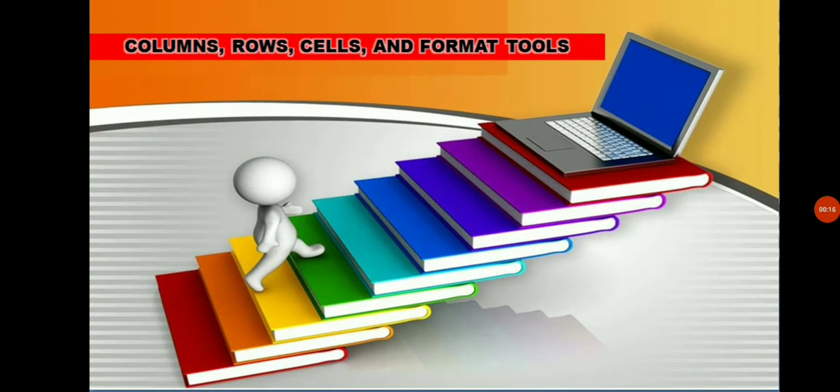And today's discussion, we talk about the columns, rows, cells, and format tools. When you open a blank workbook, the cells are set to default size. These cells do not adjust to the data you input, so you need to adjust the height and the width of the rows and columns to have a clear view of your input. These features are in the Home tab, Cells, Format group.